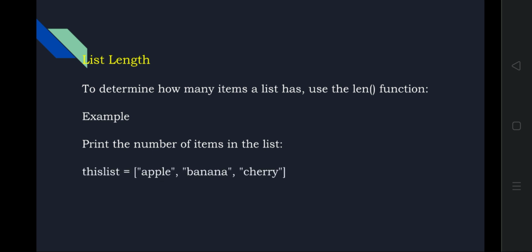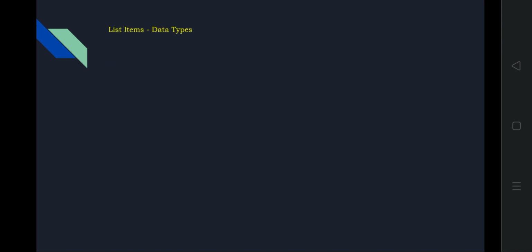This list is equal to apple, banana, cherry. And now print len of this list, the answer will be 3 because there are 3 elements in the list. Okay, so that is the len function.